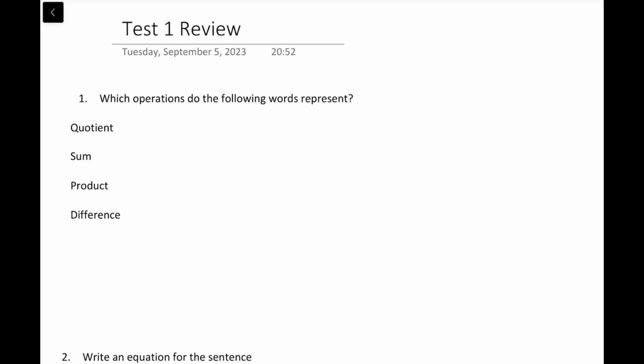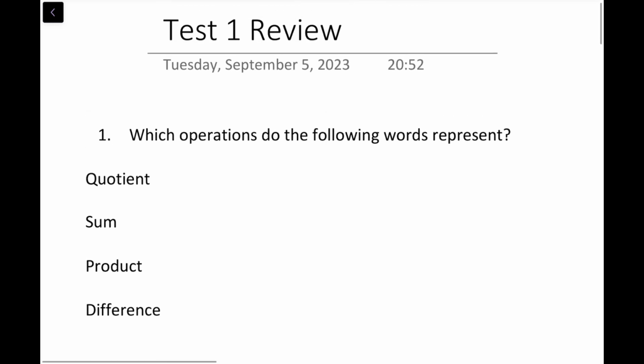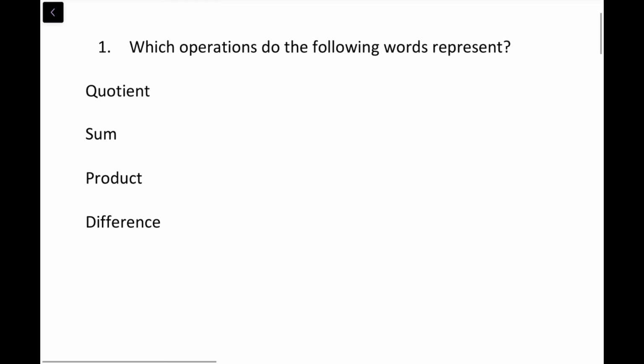Okay, everyone, this is the test one review. This is everything that is going to be covered on test one. If you know everything in this video, you will do just fine on the test. So starting off, we're just talking about operations and what each of these words is associated with.